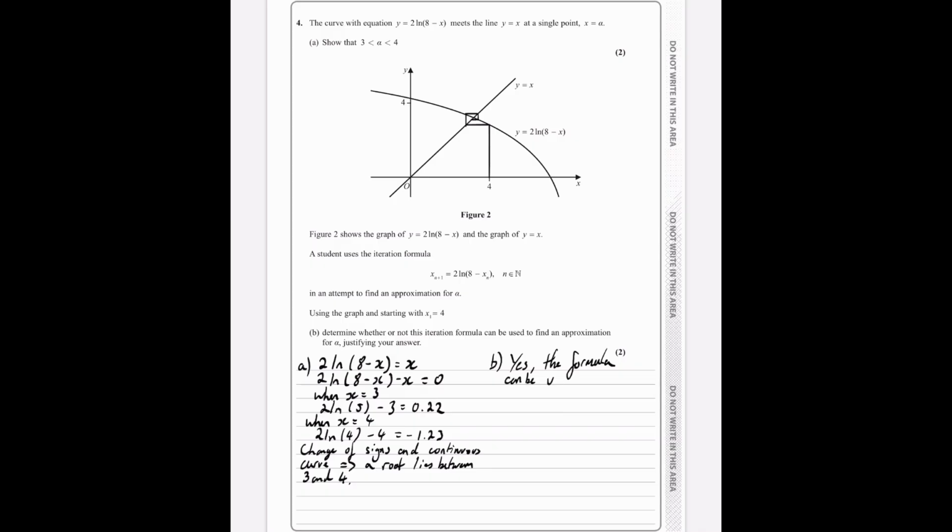If it were a different graph, it might spiral outwards and would diverge away from the solution and therefore not give us any, but this one converges towards the solution, and so yes, we can use the iterative formula to find the solution.